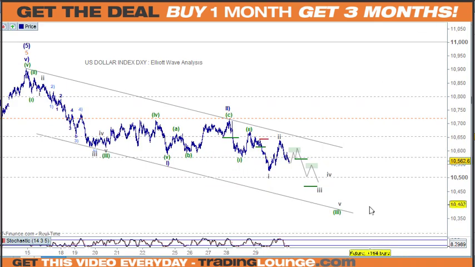So we'll just chill on that, and over to the Australian dollar, but this is the US dollar here. So with the US dollar, keeping it short, we were looking down for blue wave 1, cross for blue wave 2, then down for green 1 and green 2, and then we're going down for green 3.